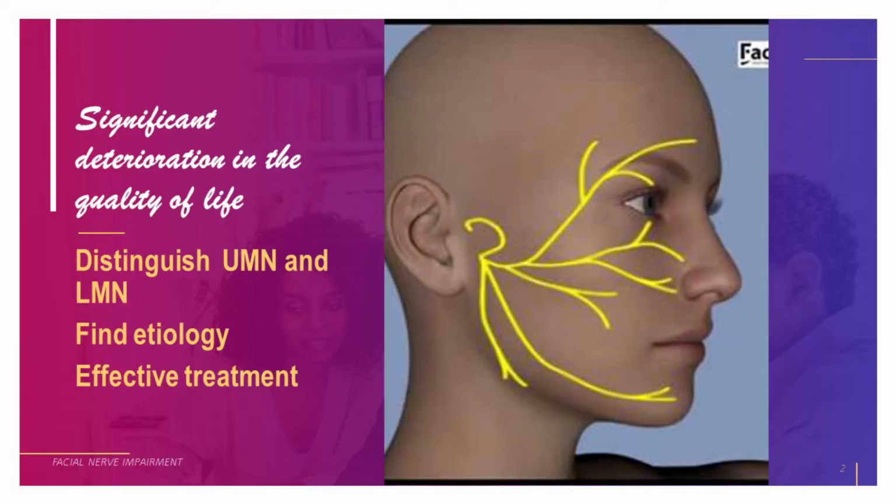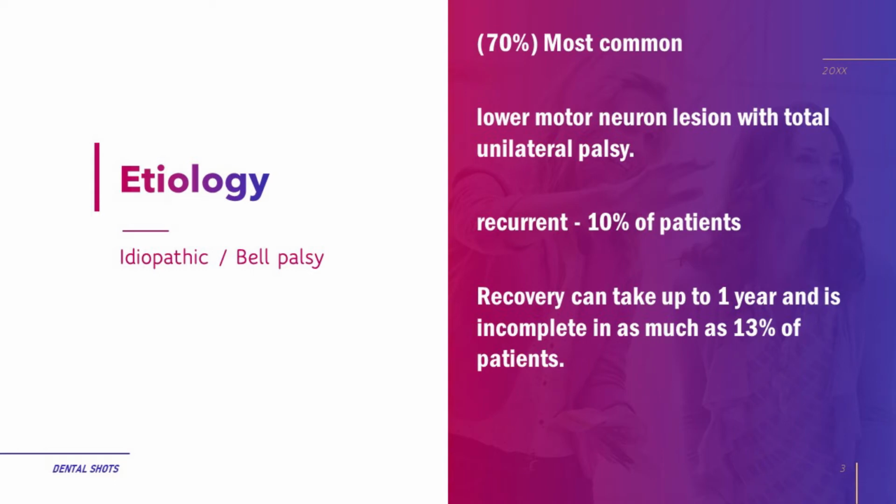Facial palsy can be an upper motor neuron or a lower motor neuron type. We have to find the etiology of facial palsy and give effective treatment, because facial palsy causes a significant deterioration in the quality of life. What is the cause of facial palsy?